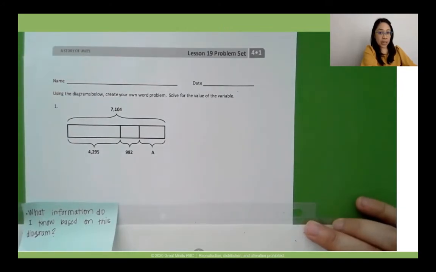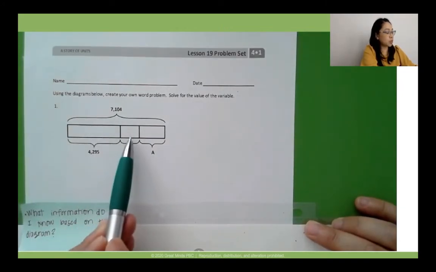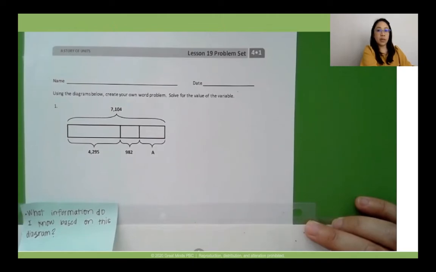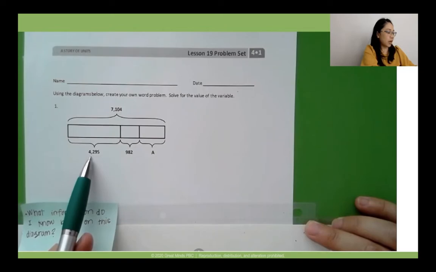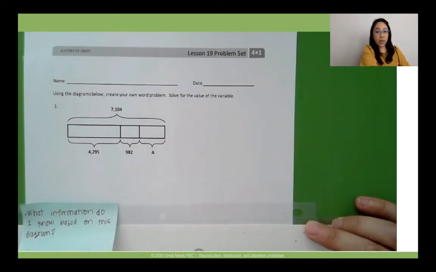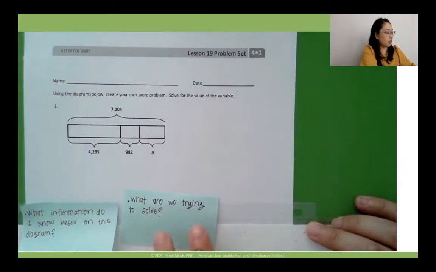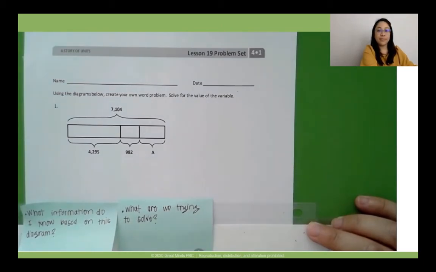We can also see that the tape diagram is partitioned into three parts. There are two known parts, 4,295, and then the other known part is 902. What are we trying to solve? We are trying to solve for the third part, which is labeled with the variable a.